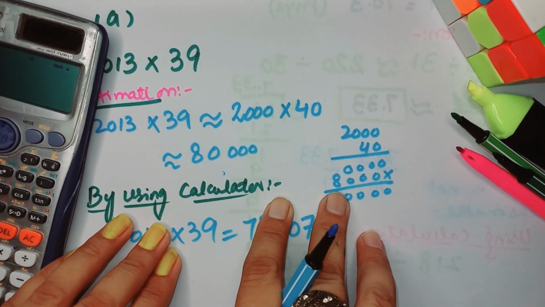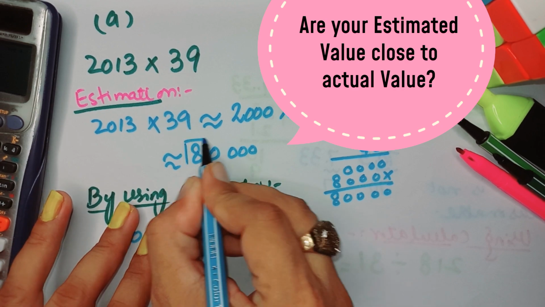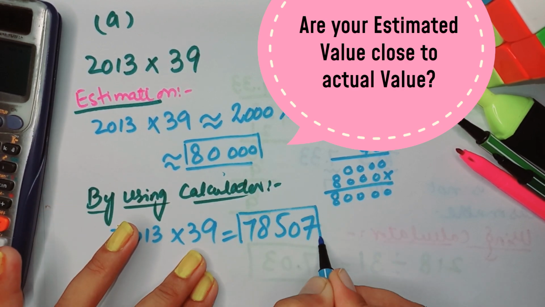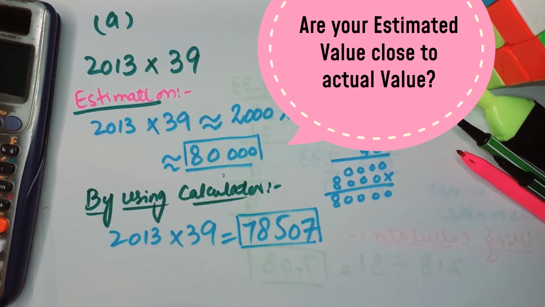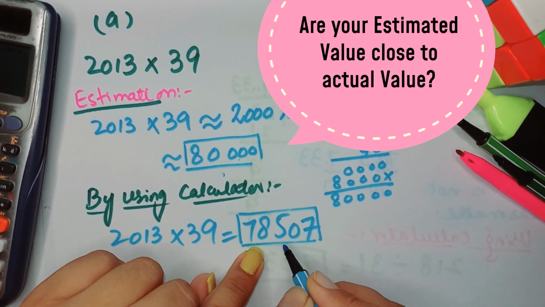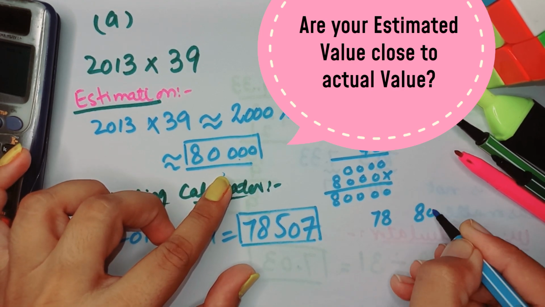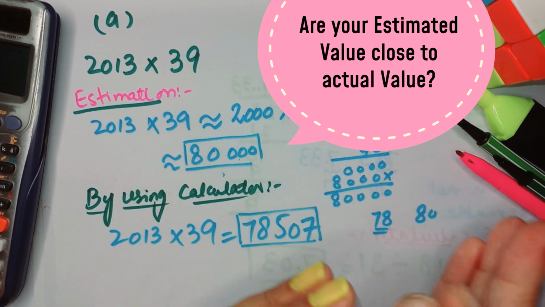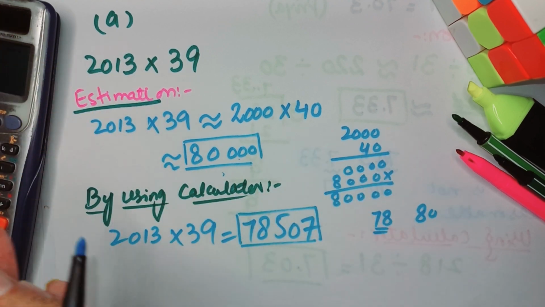So now we have to answer: are your estimated values close to the actual one? Is your estimated value close to the actual value? Dear students, you can see here that we have 80,000 and here we have 78,507. If I check, 78 is close to 80. It means that our estimated value and the actual value are close.